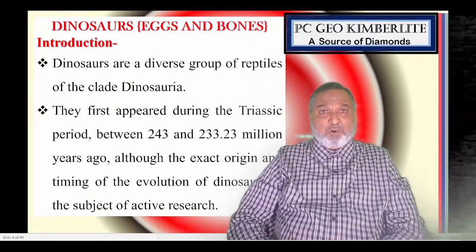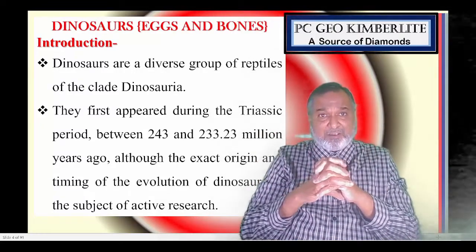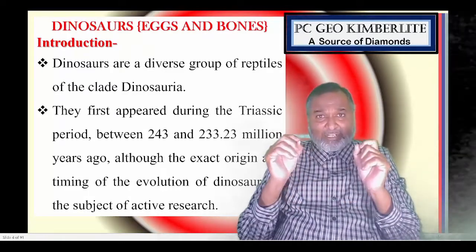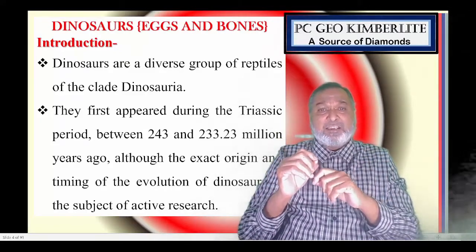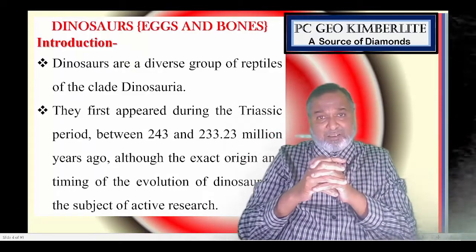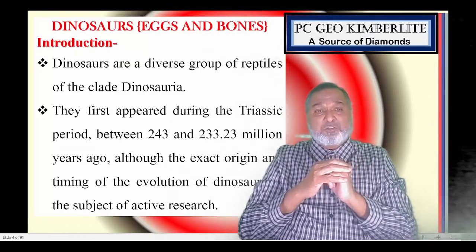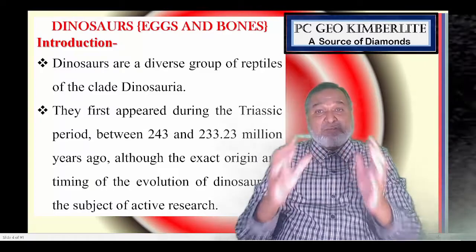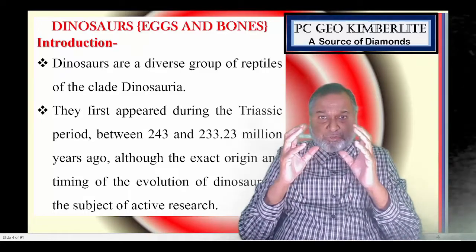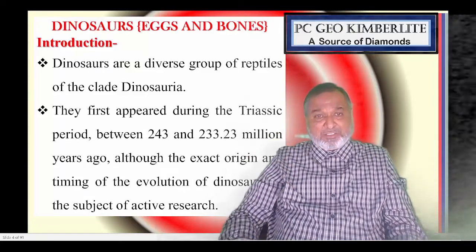Everyone knows the dinosaurs are a diverse group of reptiles of the clade Dinosauria. The dinosaurs first appeared during the Triassic period, that is between 243 and 233.23 million years ago from present. Although the exact origin and the timing of the evolution of the dinosaurs is the subject of active research, still it is debatable. So we could not give you the exact origin and the timing of the evolution of dinosaurs.